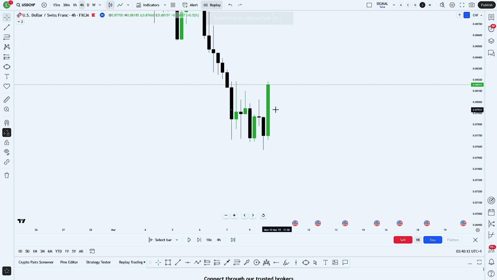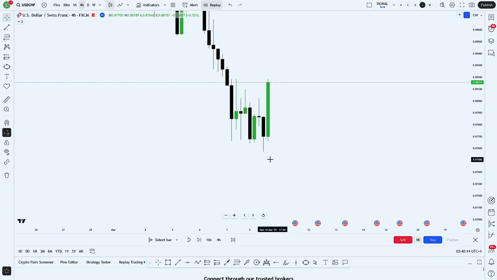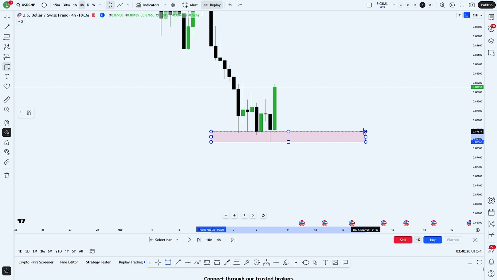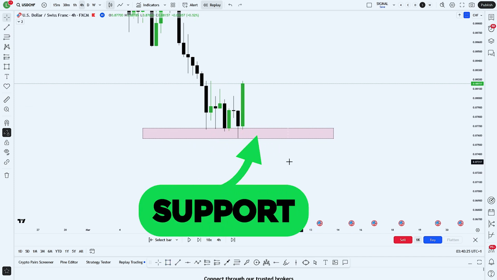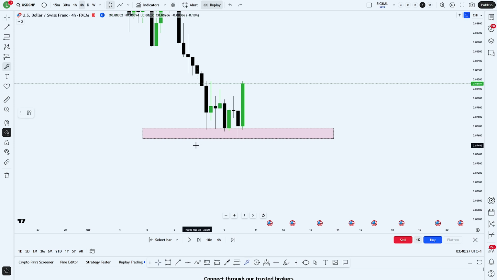Looking at the price action on USD CHF right now, price was unable to break this support key level zone to the downside. When price made an attempt to break it for the first time, the buyers pushed the price action to the upper side. Then the price came back again. The second time, the buyers pushed the price action to the upper side, and the sellers pushed the price to break this same support. The third time, the buyers pushed the price action to the upper side.